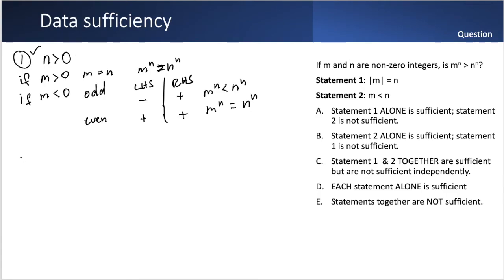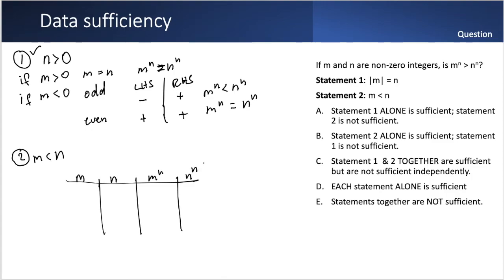Okay, let's look at statement 2. m smaller than n. So here I would just try a table. Let's say we've got a table with our 4 different columns for m, n, m to the n, and n to the n. We try a negative value here, -3, let's say 2 there, so m to the n would be 9 and n to the n would be 4.